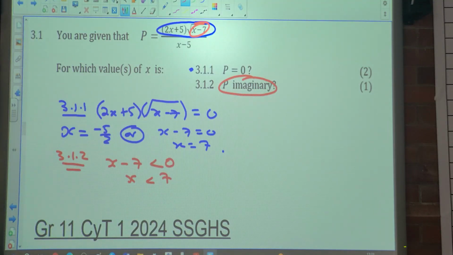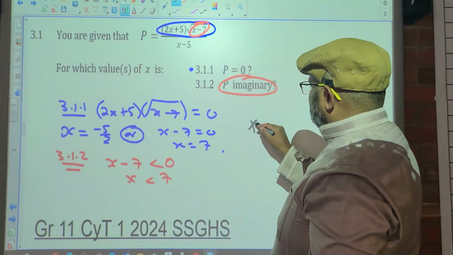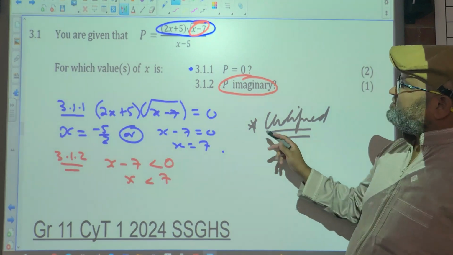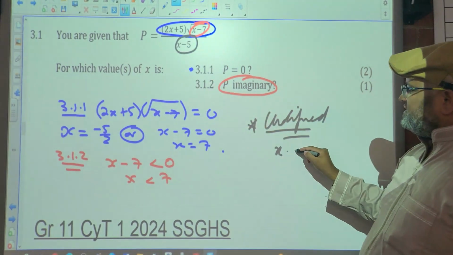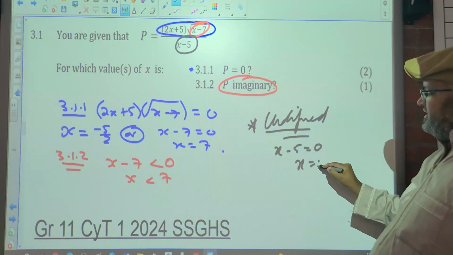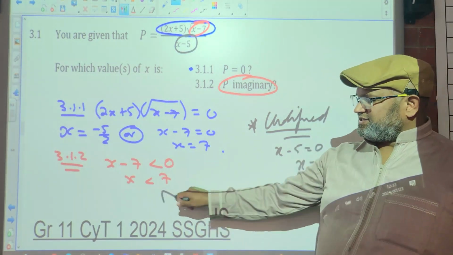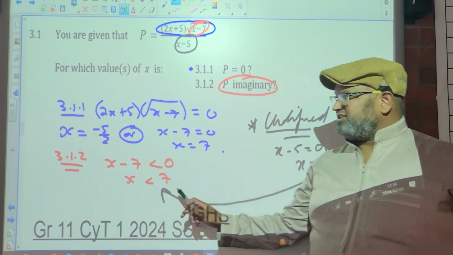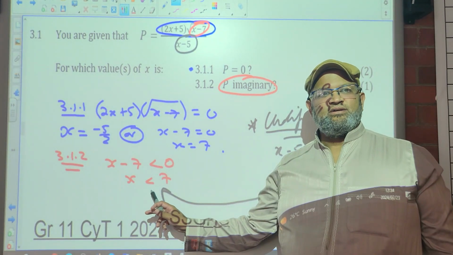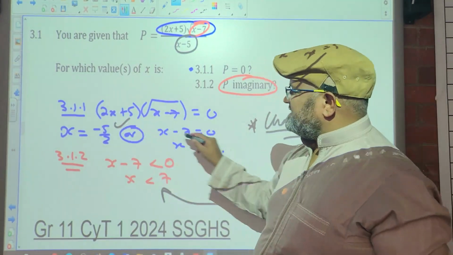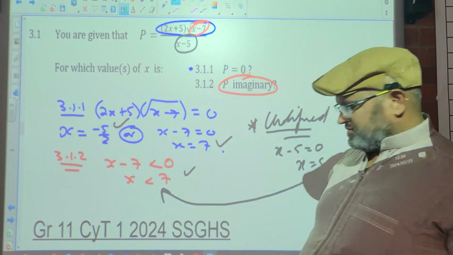It's imaginary. If the question had been undefined, now this was not the question. Where would that be undefined? Where the denominator, which is x minus 5, is equal to 0. So x is equal to 5. This is where it actually comes in, but because it wasn't used here, I didn't necessarily pick it up. But as I said, I marked it very leniently. If you had this, I gave you your full marks.